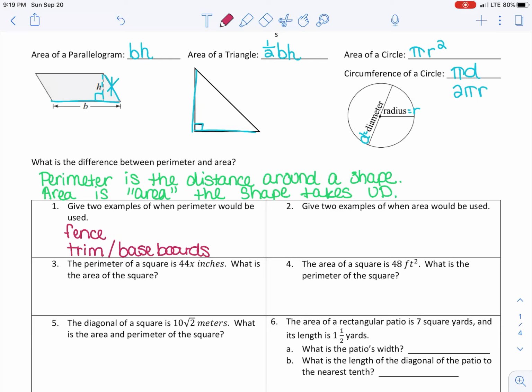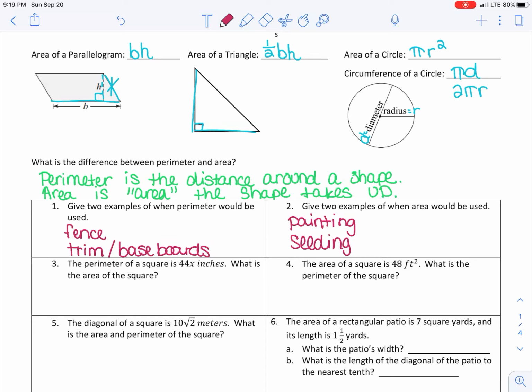And then giving an idea of area, that would be like saying, how much paint do I need to cover a wall? How much area is that? Another thing would maybe be, how much grass seed do I need? You have to know the area of the space that you are going to be seeding in order to know how much grass seed you're going to need.